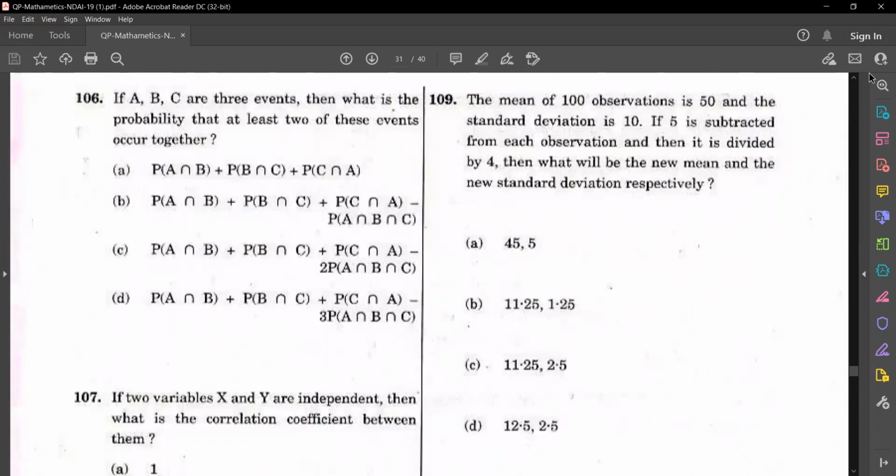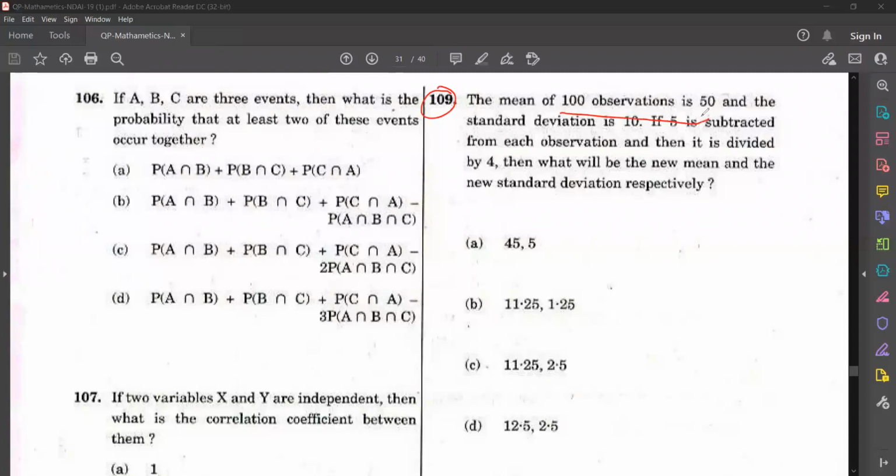Question number 109. The mean of 100 observations is 50 and standard deviation is 10. If 5 is subtracted from each observation, then it is divided by 4, then what will be the new mean and new standard deviation respectively? What is the new mean and what is the new standard deviation?